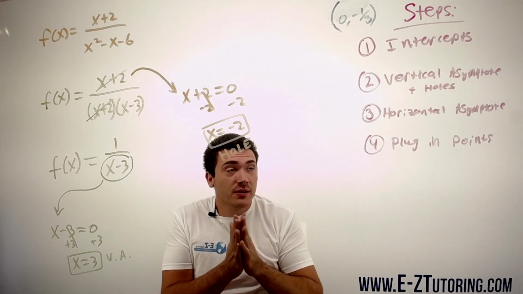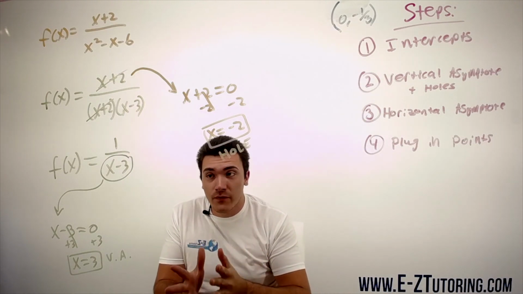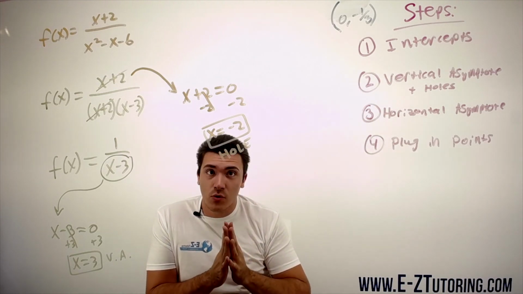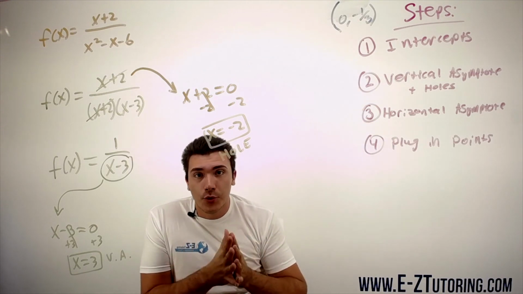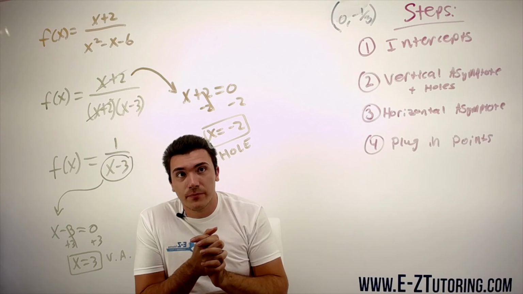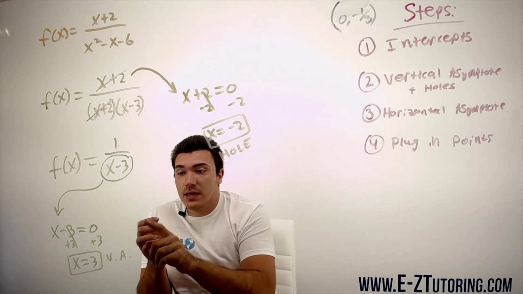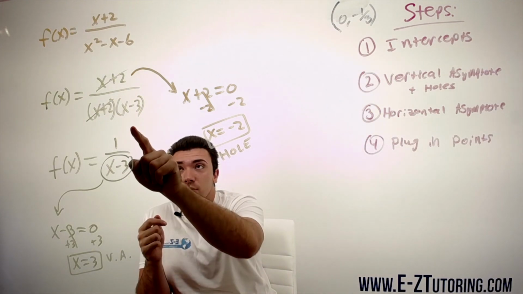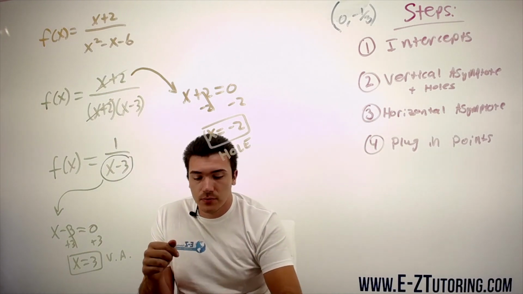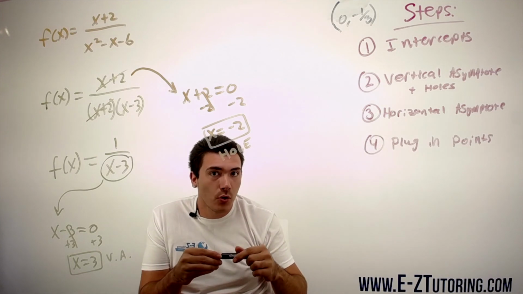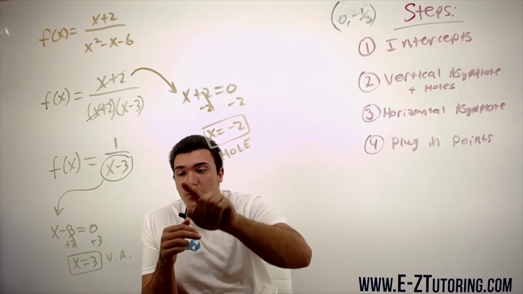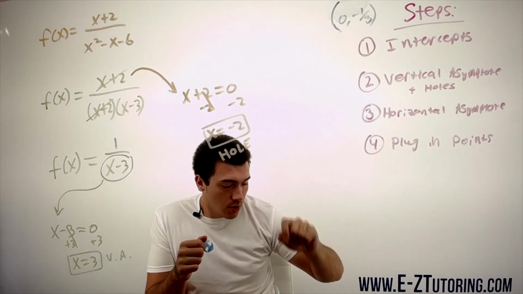So holes and vertical asymptotes, they are similar. You find them the same way, but there is something unique that distinguishes holes. What makes a hole a hole? If you plug in a negative 2 in this function, you get 0 over 0. Versus plugging in a 3 into this function, you'll get 5 over 0. So whenever you get 0 over 0, that creates a hole. So I will go ahead and write this down as valuable information, and we'll go on to step number 3.